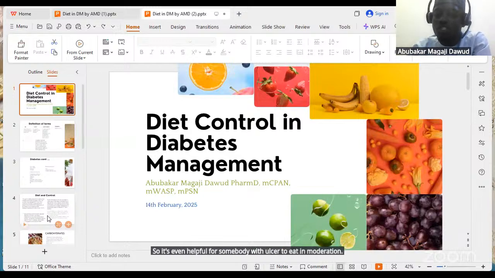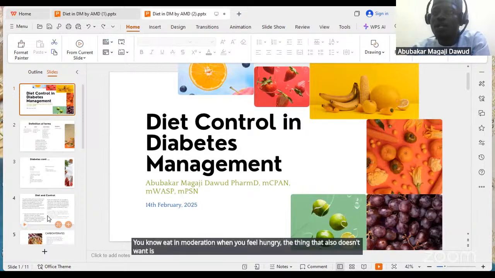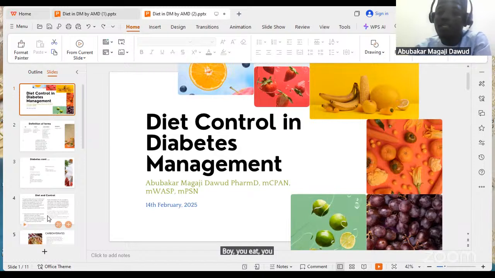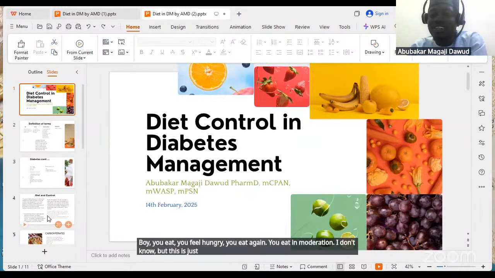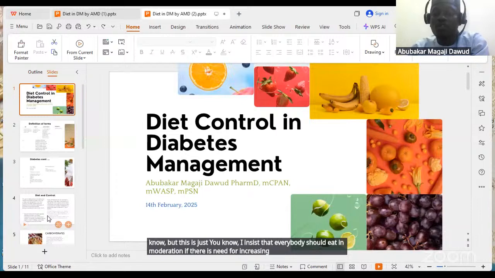Eat in moderation. When you feel hungry, the thing that ulcer doesn't want is you are hungry and you refuse to eat. But you eat, you feel hungry, you eat again. You eat in moderation. I insist that everybody should eat in moderation. If there is need for increasing the frequency of how many times we eat, then so be it.